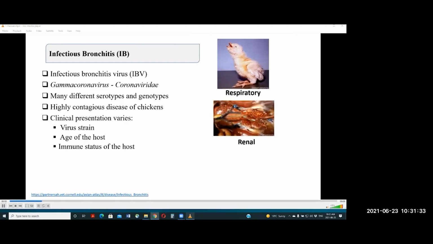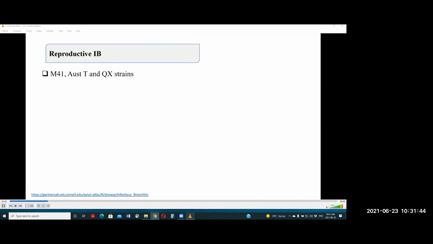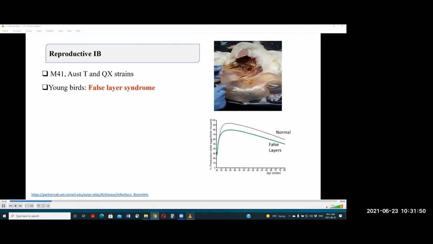However, some strains can infect the renal system, causing renal disease, and even fewer strains can cause reproductive disease. Of these strains, M41, Australian T, and QX strains are well known to cause reproductive IB. When infection occurs in young birds, it can cause cystic lesions in the developing oviduct, as shown here in the image on the upper right side.